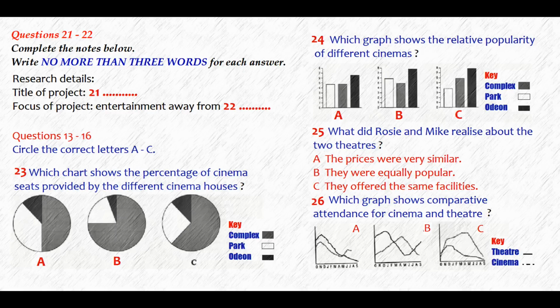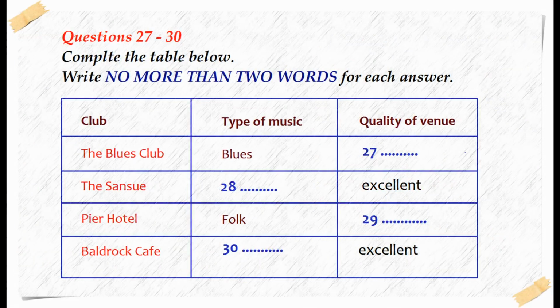In the second part of the discussion, Rosie and Mike talk about different music clubs. Look at questions 27 to 30 first.